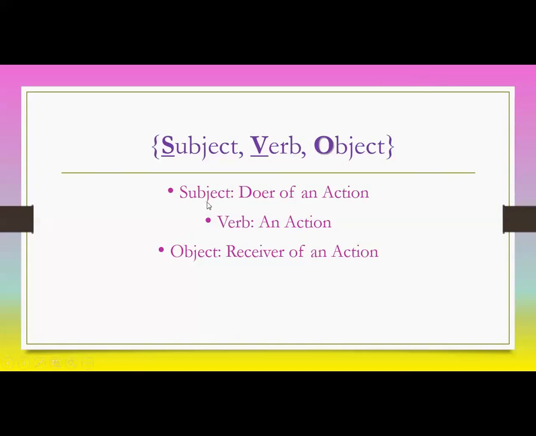Subject, verb, object. Subject means doer of an action. Verb means an action. Object means receiver of an action. Remember this. SVO: subject, doer of an action; verb, an action; object, receiver of an action. Means he plays cricket. Again, I'm writing a sentence for you over here.